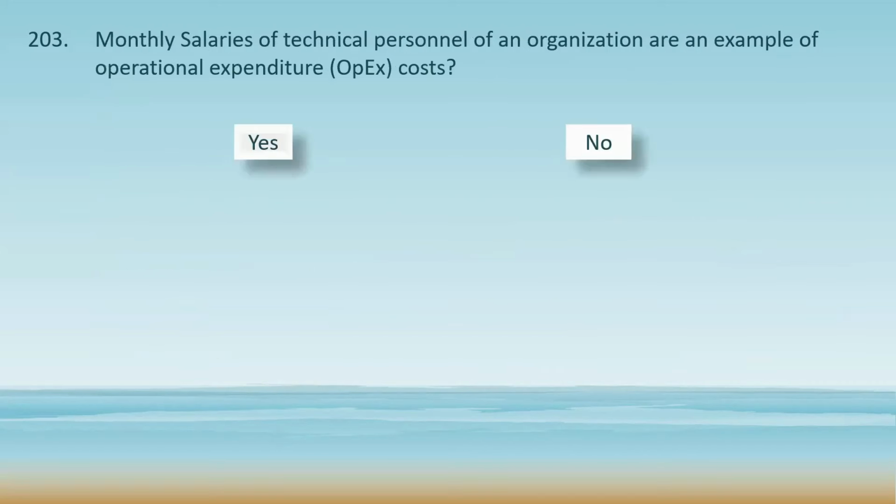Next question. Monthly salaries of technical professionals of an organization are an example of operational expenditure OPEX costs. You need to tell whether this statement is right or wrong. Yes, monthly salaries of technical professionals in an organization are typically considered operational expenditure costs. OPEX are ongoing day-to-day expenses incurred in the normal course of business operations. Employee salaries, including those of technical professionals or personnel, are a recurring cost necessary to keep the organization running and are considered part of its operational expenditures.